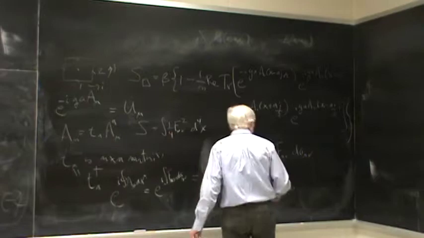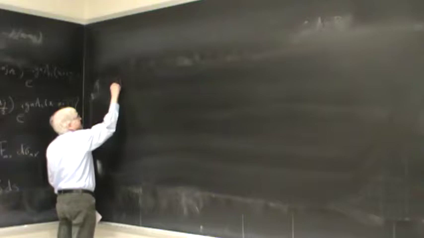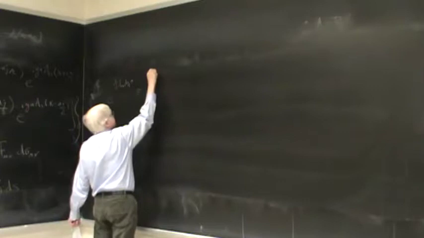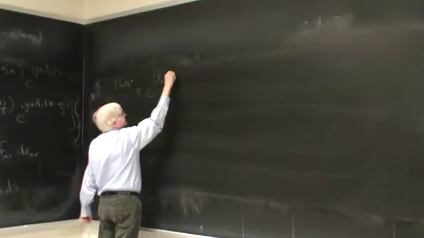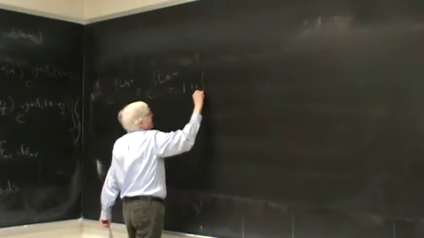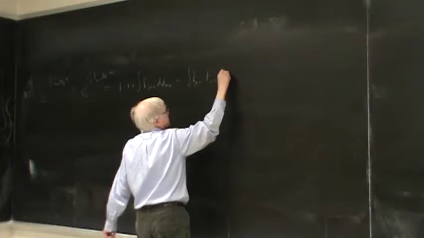All right, let me get to what you're saying. Suppose we can say that e to the i integral A mu dx mu is, in some approximate sense, at least for small loops, e to the i F mu nu d sigma mu nu. Okay. Yeah. Now, let's approximate this. What is this? Well, it's 1 plus i integral F mu nu d sigma mu nu, and then minus integral F mu nu d sigma mu nu.